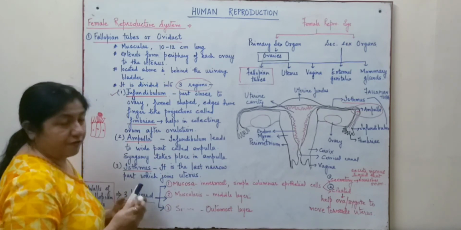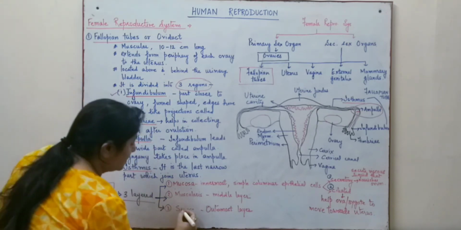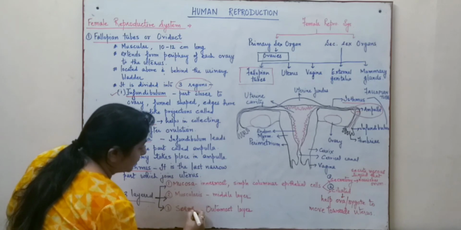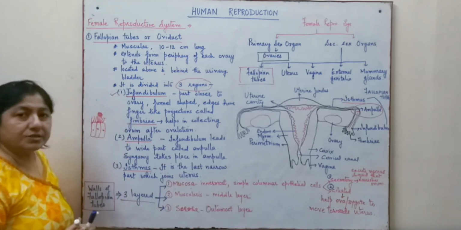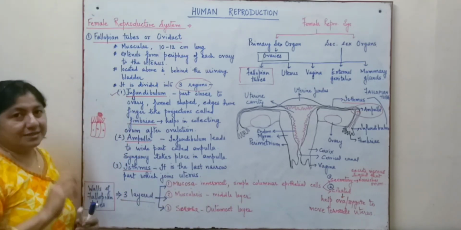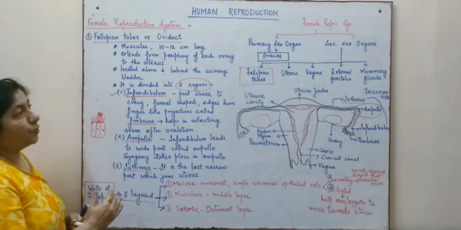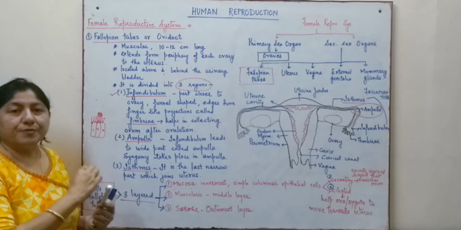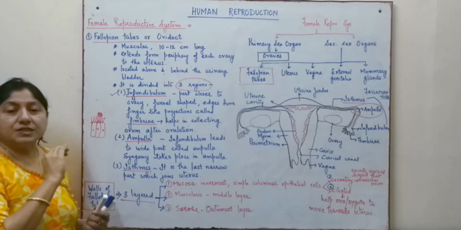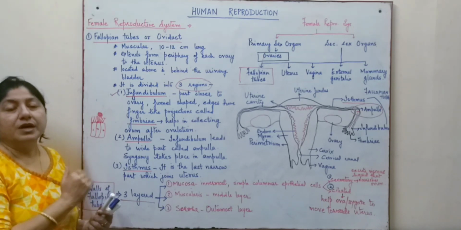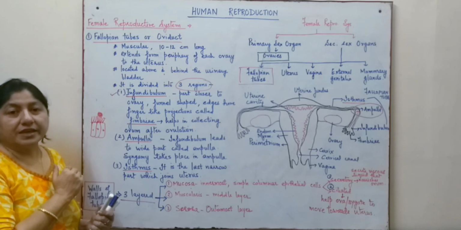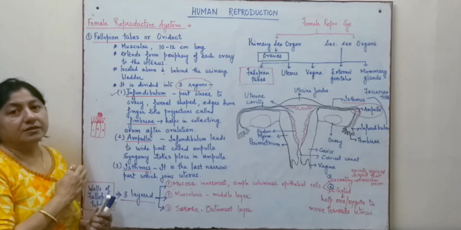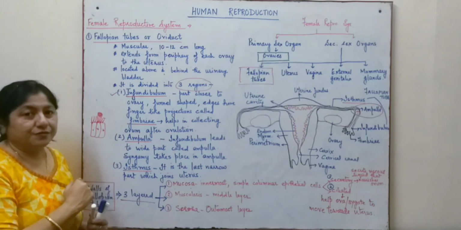The second layer, the middle layer, is the muscularis layer. It is made up of muscles, as we said. The last layer is the serosa, and it is the outermost layer which lines the fallopian tube. So the fallopian tube is the part where the movement of the ovum is facilitated, and ambient conditions are also provided so as to receive the sperm and to facilitate fertilization.